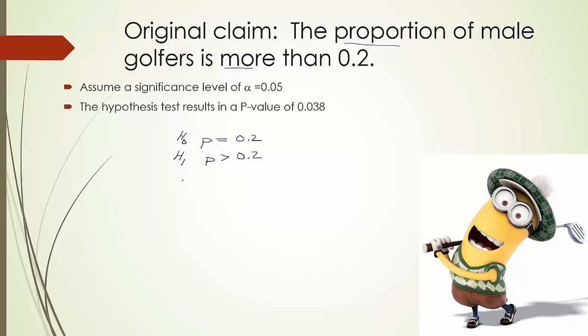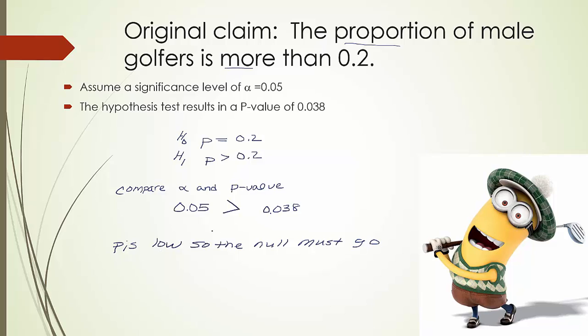Now, for the p-value method, we're going to compare alpha and the p-value. So I look at my alpha level, which is 0.05, and I look at my p-value, which is given, which is 0.038. When I compare these two, the p-value is smaller. So I'm going to put that right in here. And so my alpha value is greater than my p-value. So we had a little rhyme, and in our little rhyme it says if the p is low, the null must go. So what this means, our p-value is our low one, so we're going to reject the null.